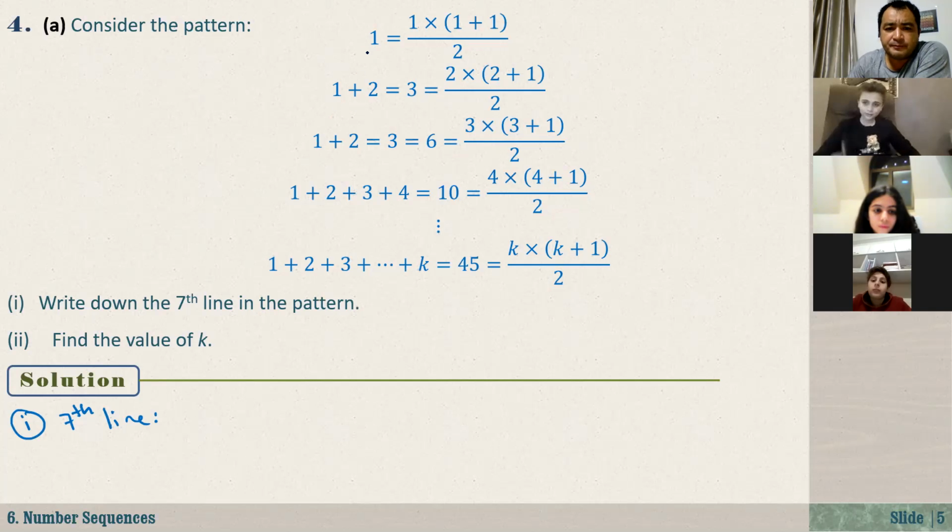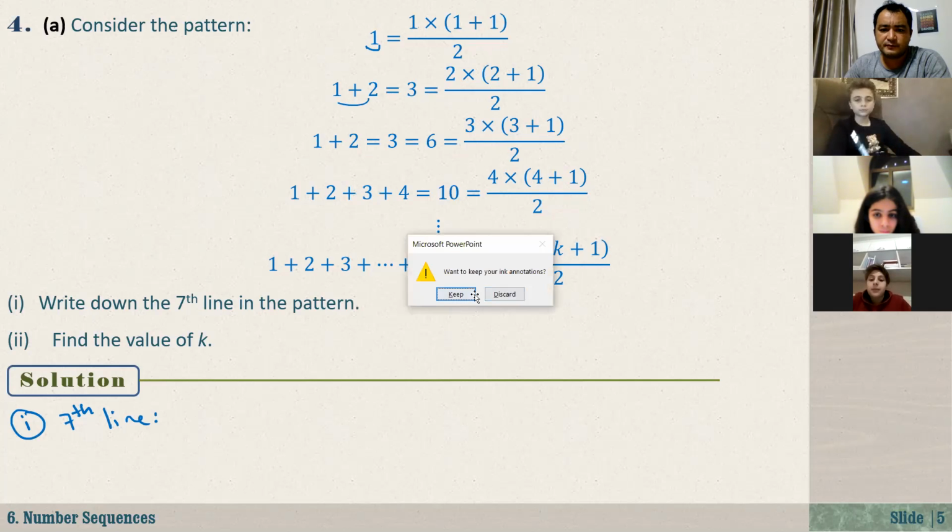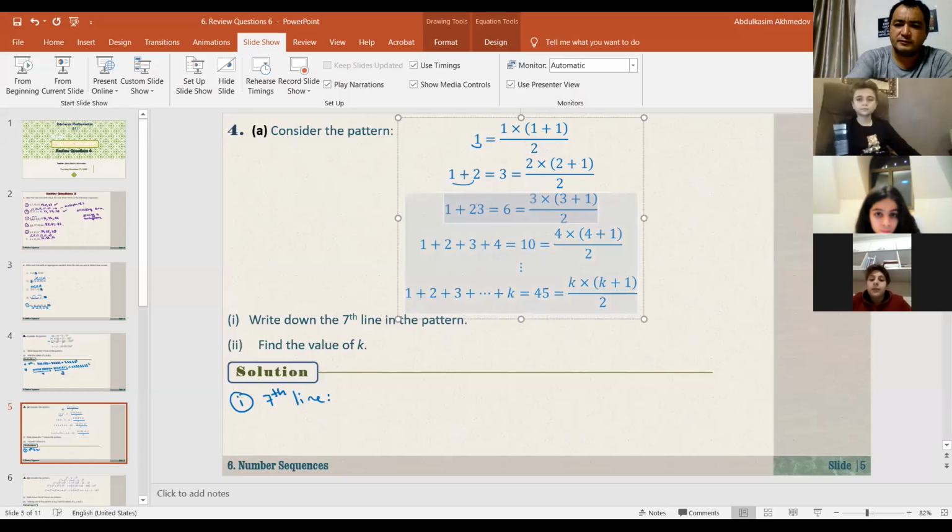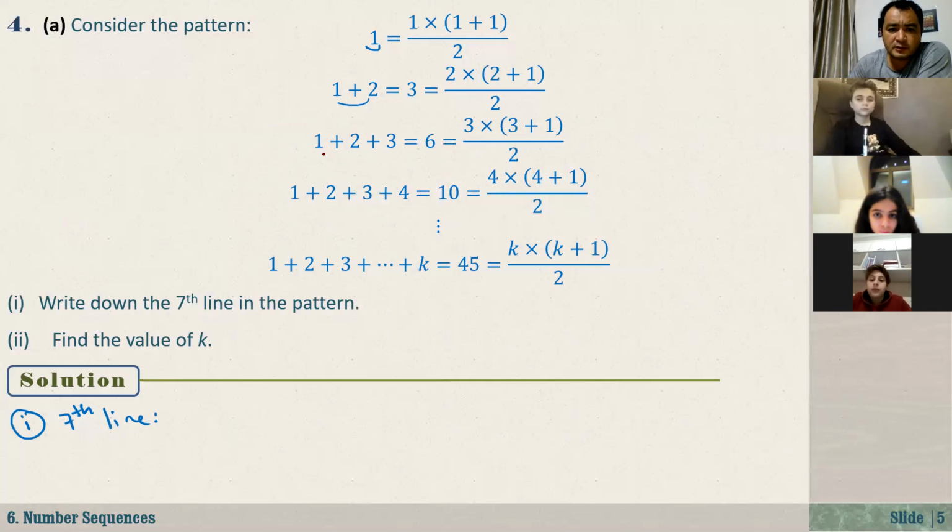Celine, what are these numbers? The sum of the natural numbers, right? Here, 1, 1 plus 2, and it should be 1 plus 3. Oh, this is 1 plus 3. 1 plus 2 plus 3. 1 plus 2 plus 3 plus 4. So the 7th line will be 1 plus 2 plus 3 plus 4 plus 5 plus 6 plus 7, right?